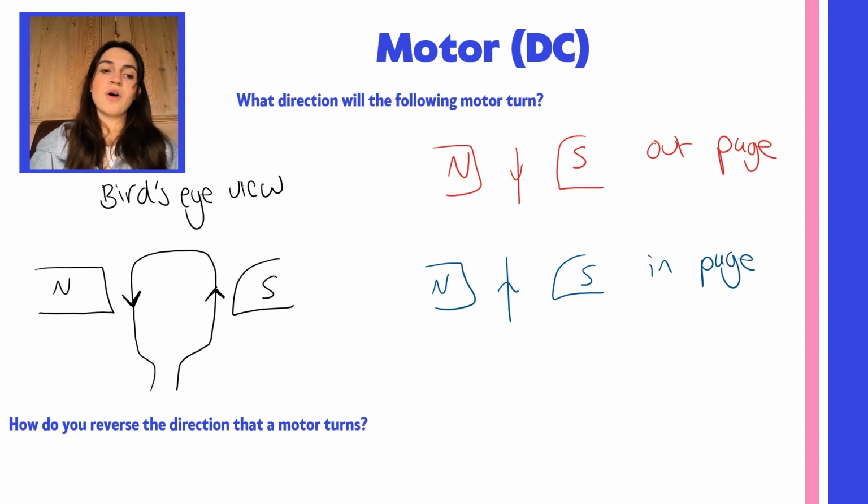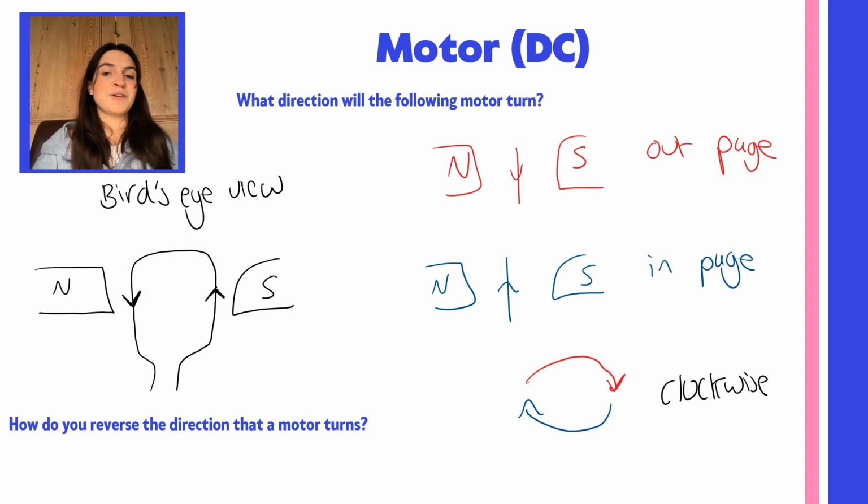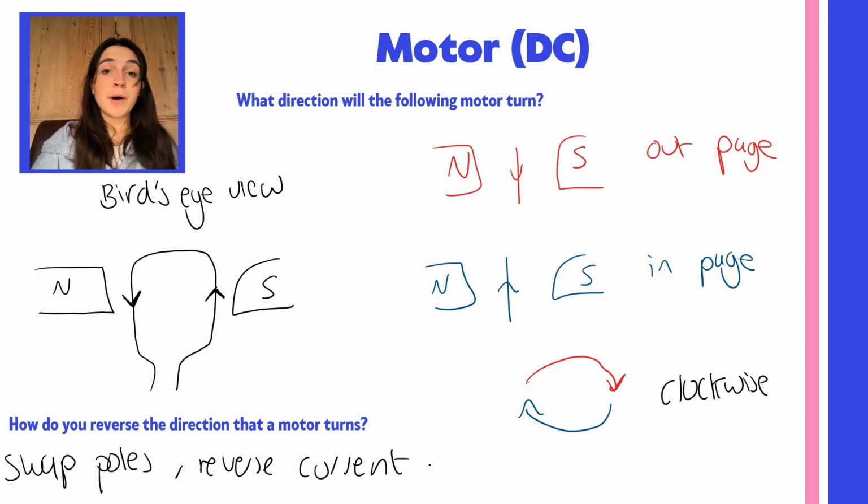Okay, so what I've got therefore on my left-hand side is this piece of wire being pulled kind of around clockwise, but also on my right-hand side, I've got that piece of wire being pulled into the page and sort of continuing this clockwise circle as well. So I can work out that this motor will spin in a clockwise fashion. Okay, how do I reverse the direction that motor's turning in? I can do a couple of things. I can either swap poles or I can reverse the current through the wire as well.